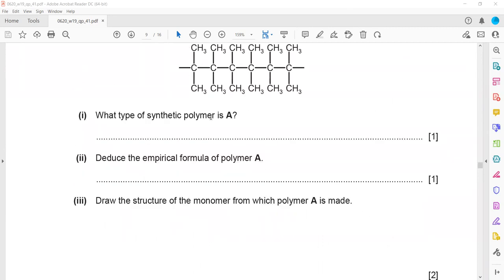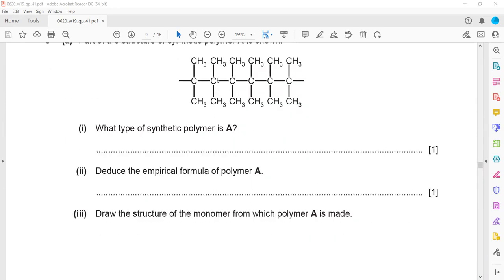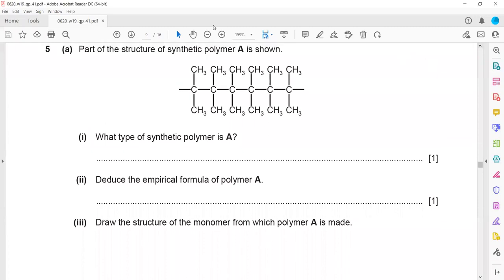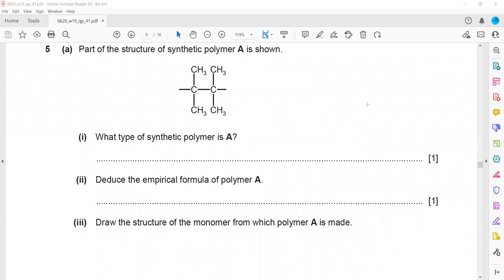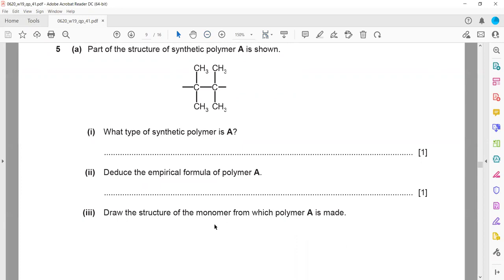The next part, draw the structure of a monomer. How to draw the structure of a monomer? The simple technique is to take the first 2 carbon atoms in the chain, hide the remaining structure, and draw as it is, as what appeared now. So 2 carbon atoms are there.